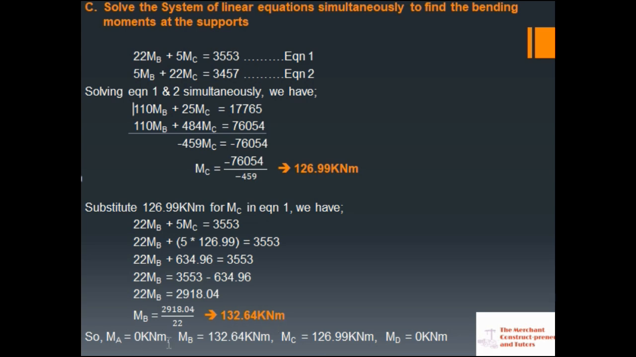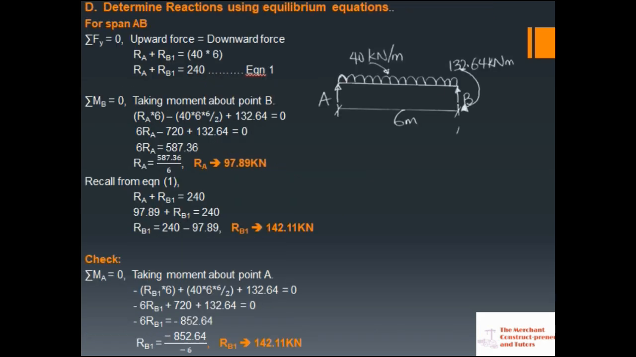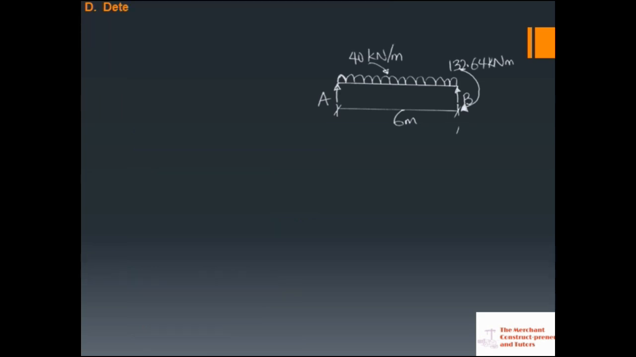So MA equals 0 kilonewton meter. MB has been calculated here as 132.64. MC has been calculated as 126.99. MD is 0 kilonewton meter. I hope we understood this part of it. Okay, so let's move to the next step. Now the next step is to determine the reactions using the equation of equilibrium.